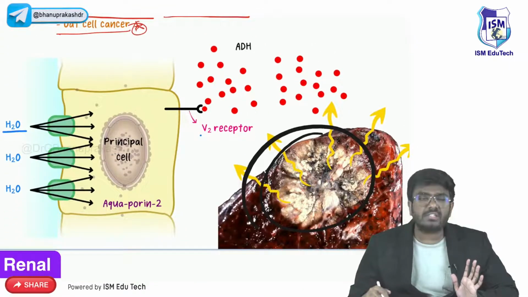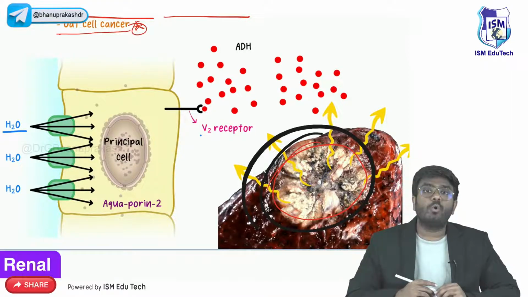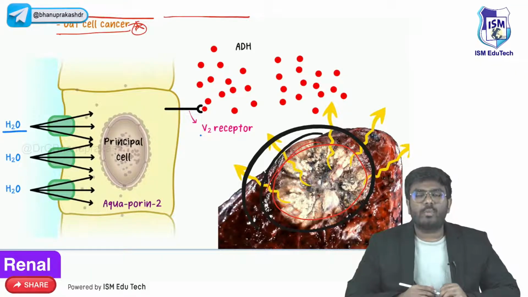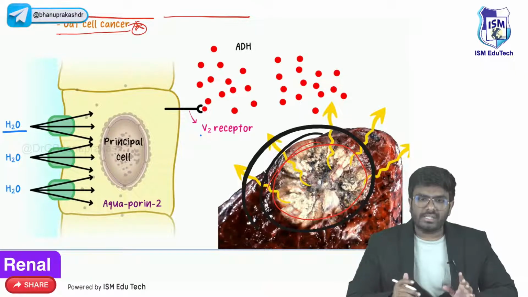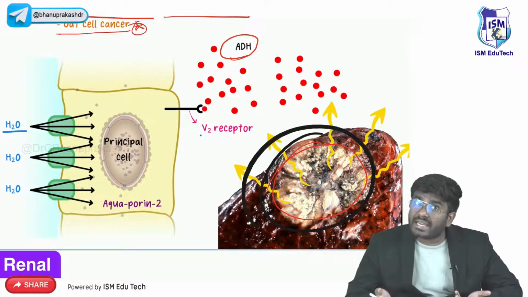Now, why is there more ADH? Who is producing the excessive ADH? Lung cancer called oat cell cancer of the lung or small cell cancer of the lung, or carcinoid syndrome or Kulchitsky cell tumor. In all these conditions, antidiuretic hormone levels are going to be more. So what happens? It causes SIADH.